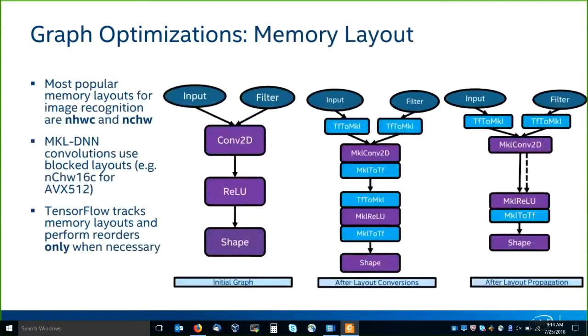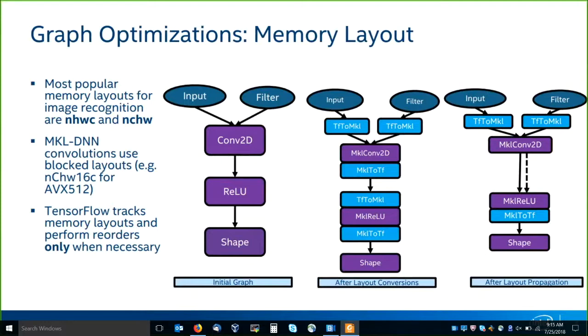One more key optimization that we do to the backend is memory layout optimization. If people have used image CNNs for image classification, they would know that the most common memory layouts for these kinds of computations are NHWC or NCHW. At a very high level, H is the number of pixels in the vertical dimension, W the width is the number of pixels in the horizontal, C is the number of channels you have, and N is the number of images that you are processing in that batch.